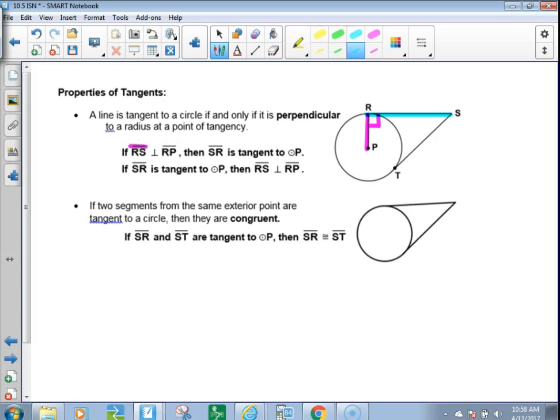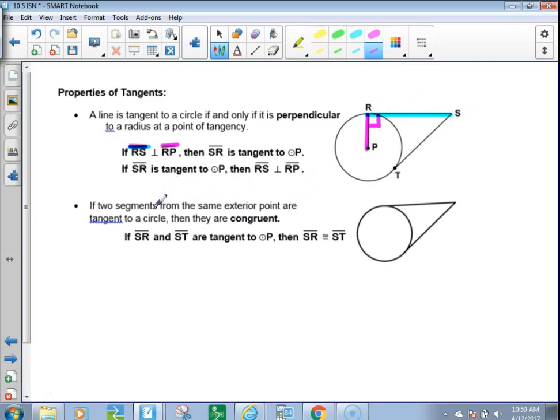I should have put that in blue as opposed to this one. RP is my pink one. So if I want to color code it, that's what it looks like. Then SR is tangent to the circle with center P. The converse of that is also true. If SR is tangent to the circle with center P, then RS and RP must be perpendicular.